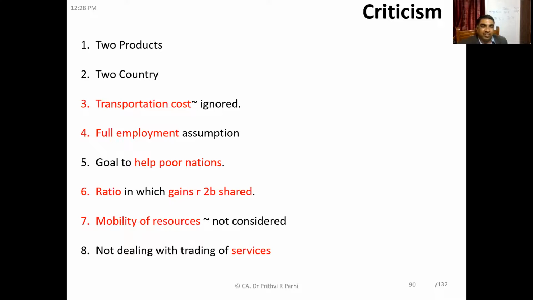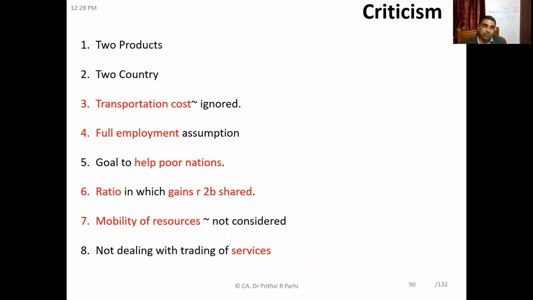The next ground on which the theory is criticized is that the goal to help poor nations may not be achieved. Sometimes a country produces more goods and services just to help a poor nation, even if it is not cost effective.